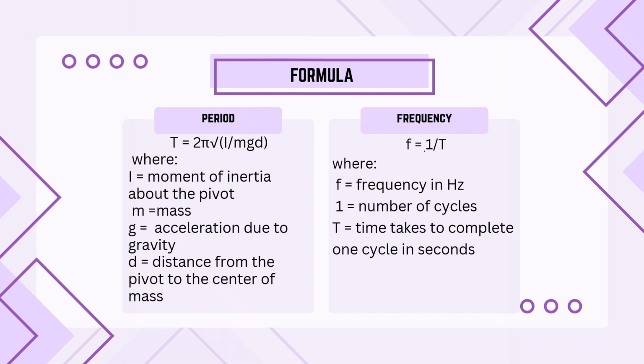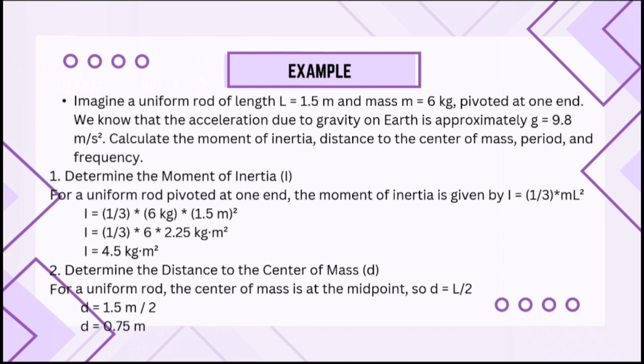Formula of period. T equals 2 pi square root of I over mgd, where I is the moment of inertia about the pivot, m is the mass, g is the acceleration due to gravity, and d is the distance from the pivot to the center of mass. Formula of frequency. F equals 1 over T, where F is the frequency in hertz, 1 is the number of cycles, and T is the time it takes to complete one cycle in seconds.